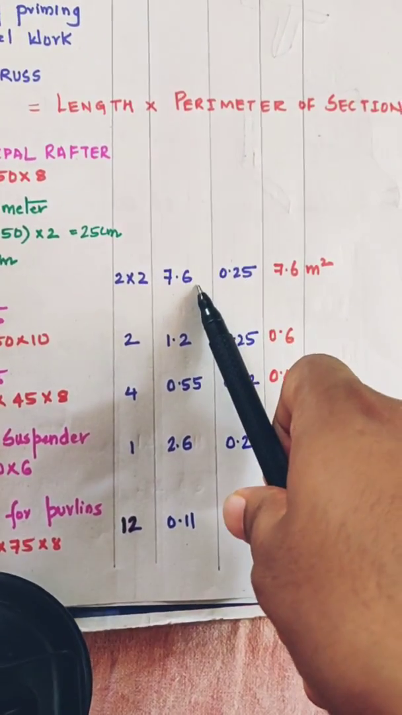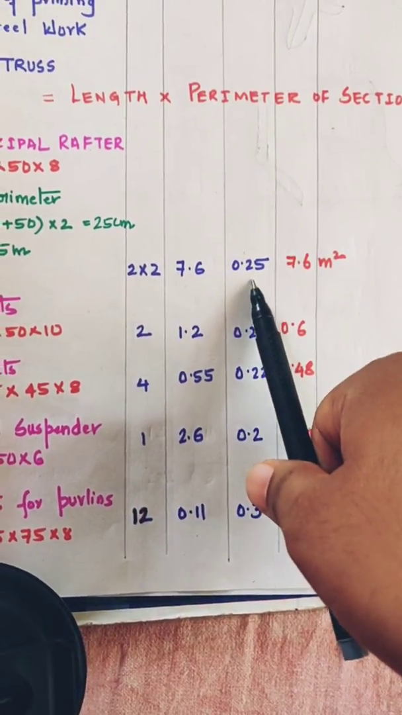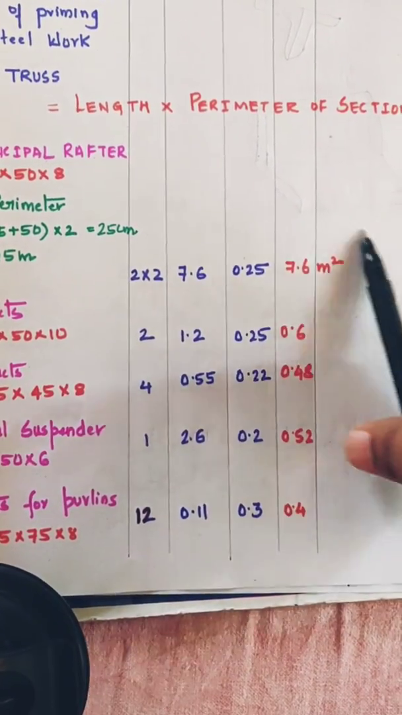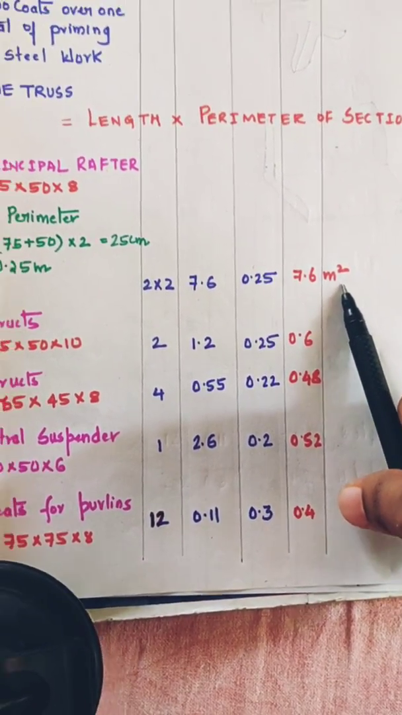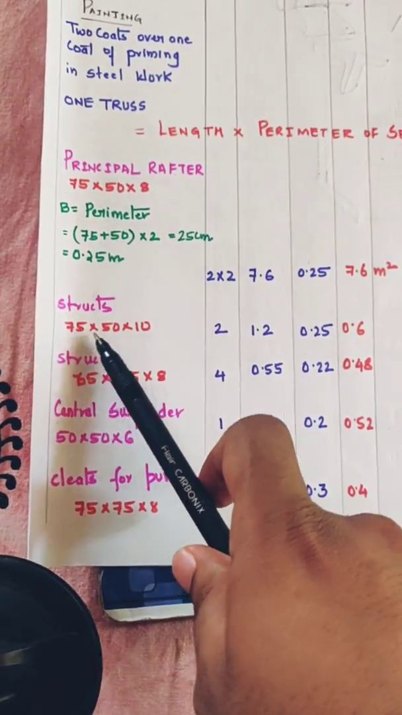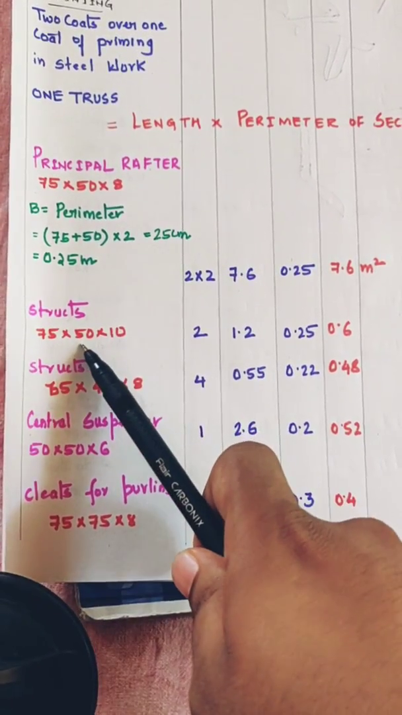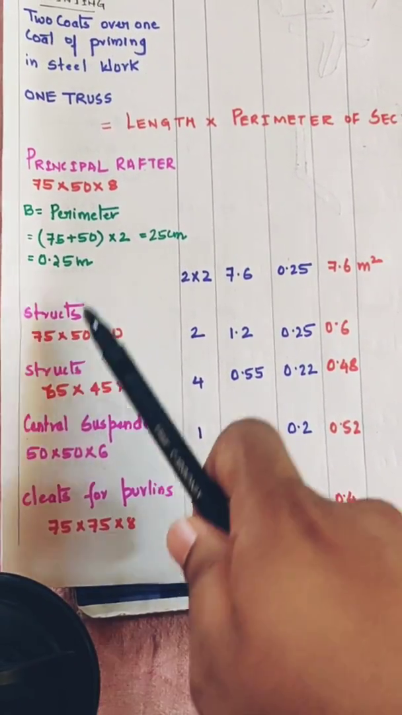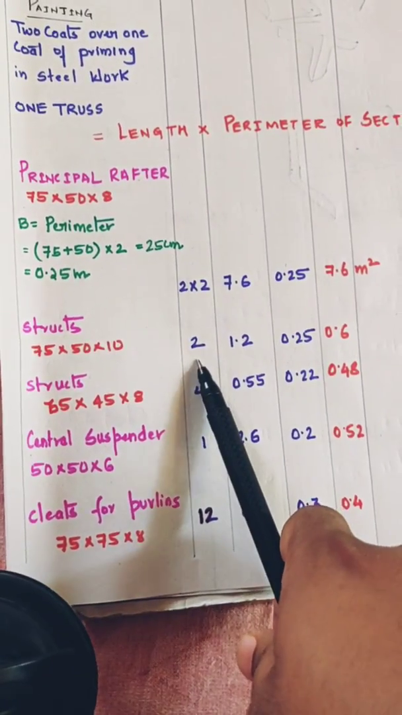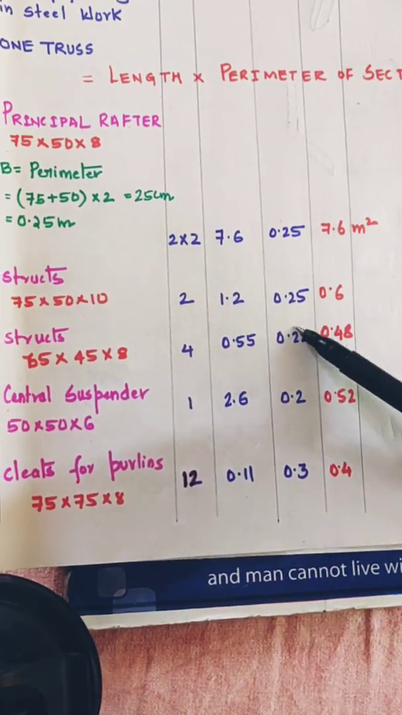Length is already known, so the additional part that you calculate here is the perimeter. So 2 into 2 into 7.6 into 0.25, and you get the painting quantity in meter square. Similarly, do this for struts. Strut size is 75 by 50 by 10, so 75 into 2 plus 50 into 2, right? You will get 0.25. Length is known and these numbers are known. Similarly, go on calculating for all the other members.